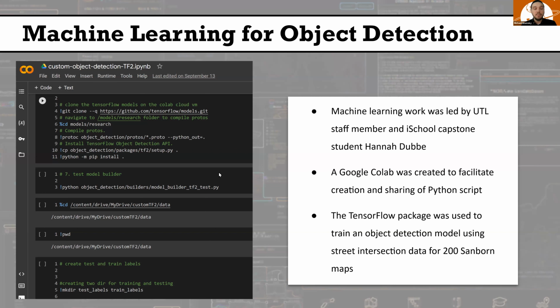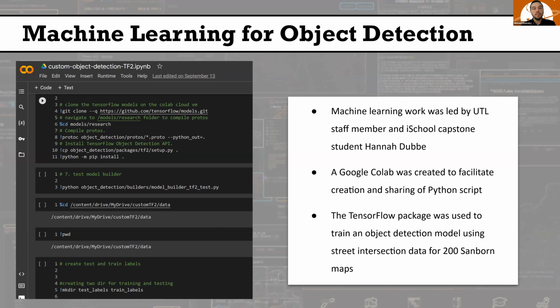And she had been trained in how to develop machine learning models, which was a skill that I didn't have. And so she was really integral to this next step of creating a Python script in a Colab notebook that we see here on the left that used TensorFlow to train an object detection model based on the intersection data that we had already produced.